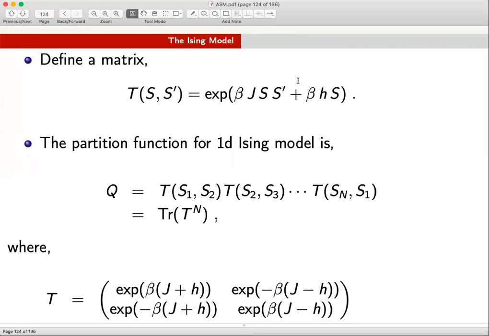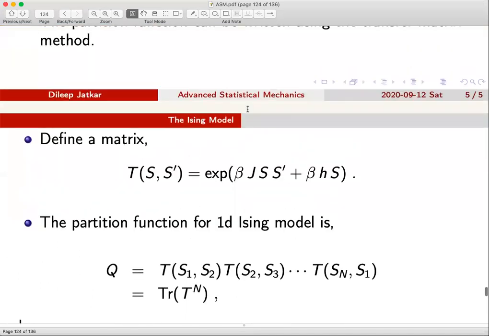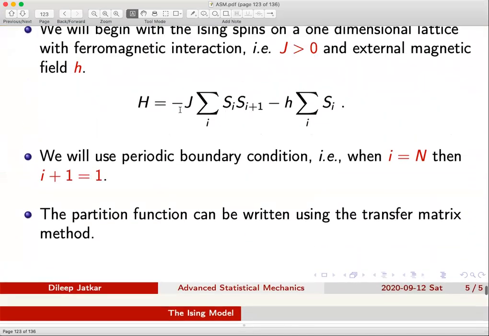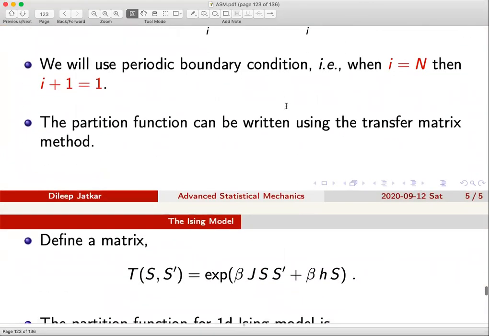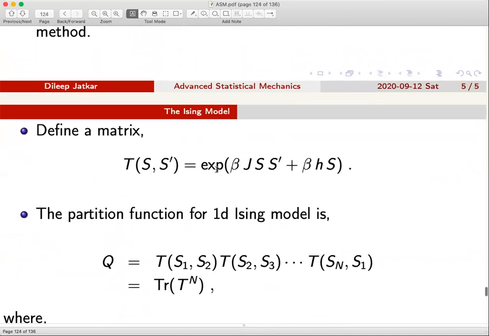And this quantity, if you really look at it, it is just minus beta H. It's just that H is written with two minus signs sitting here: minus in front of J, minus in front of H. So minus beta H wouldn't have that minus sign. That's why these are plus quantities. So nothing very great about this as of now.